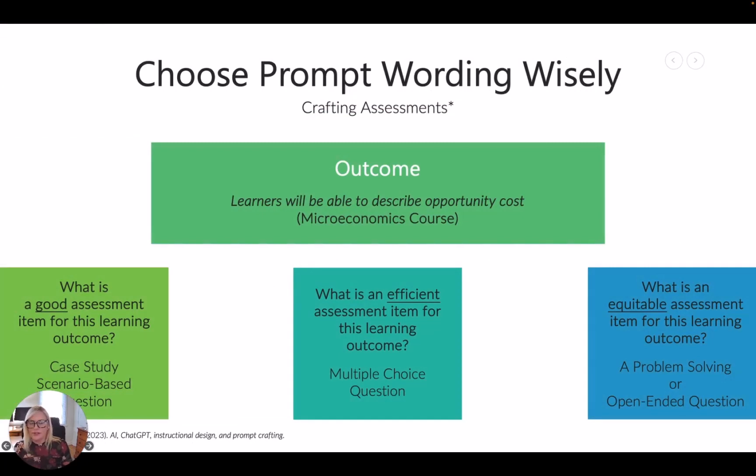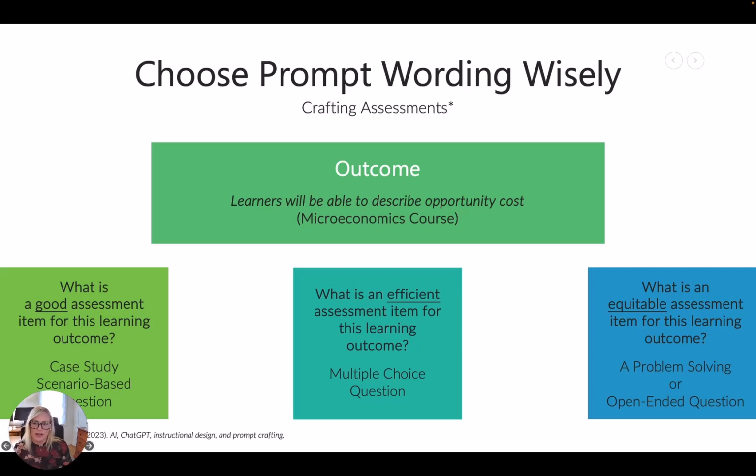So here is the example of just changing one word. This outcome is not written in a way that an instructional designer would write it, but learners will be able to describe opportunity cost. And this is in a microeconomics course. So we ask Gen AI, whatever tool we're using, what is a good assessment item for this learning outcome? And Gen AI says a case study or a scenario-based question.